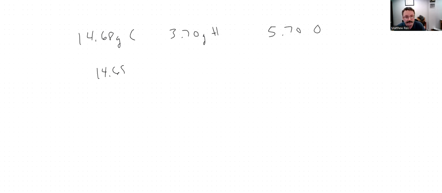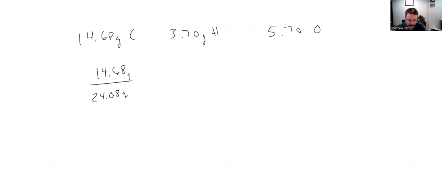What's the percent composition of a substance? That's 14.68 grams of carbon, 3.7 grams of hydrogen, and 5.7 grams of oxygen. So we just want to know the percent composition. So we're interested in the part of interest over the whole thing. So if I add up all of these together, what I find is the mass of all three of the different parts coming together is 24.08 grams, and then I would take each individual part of interest.